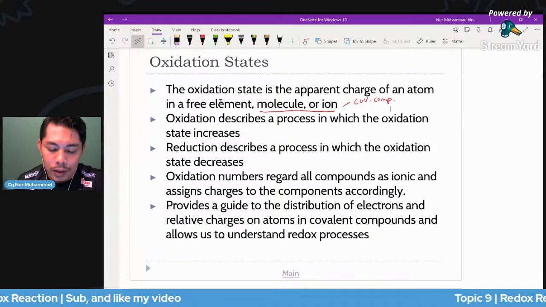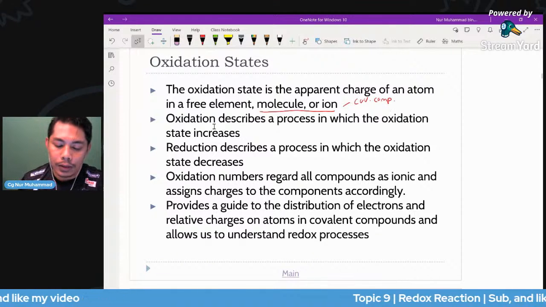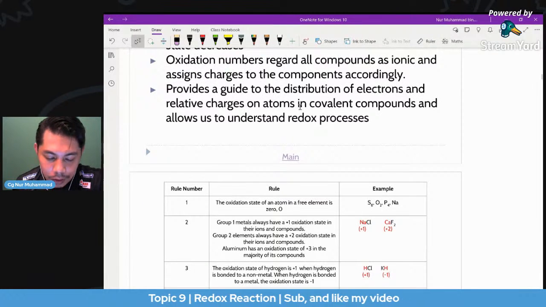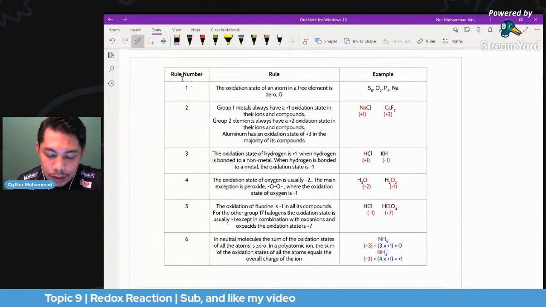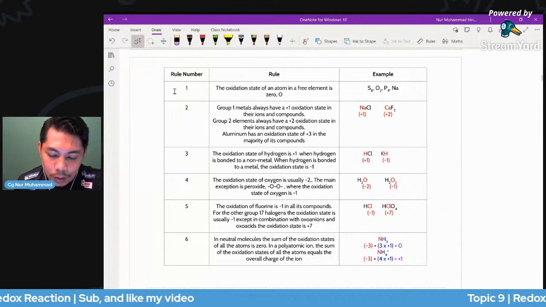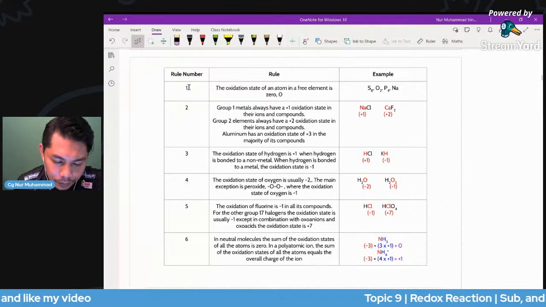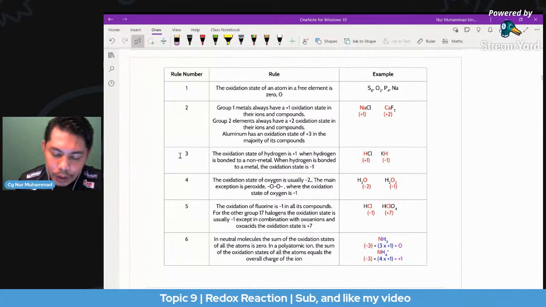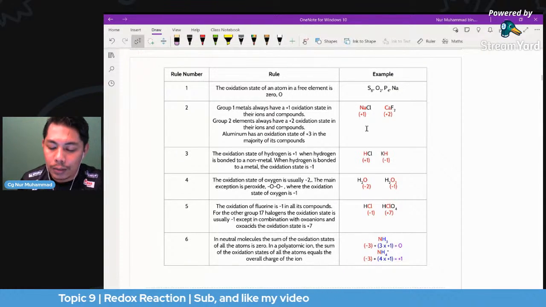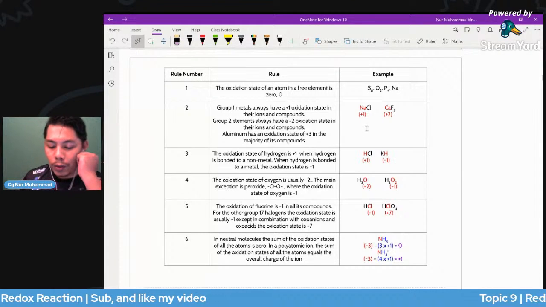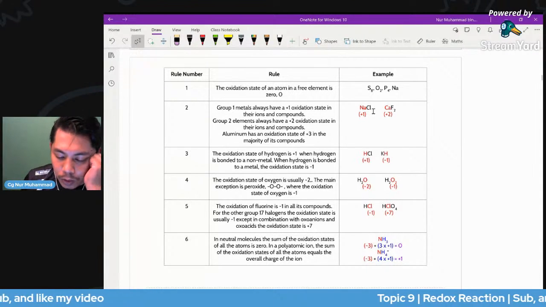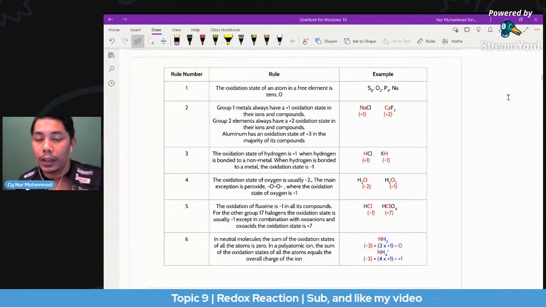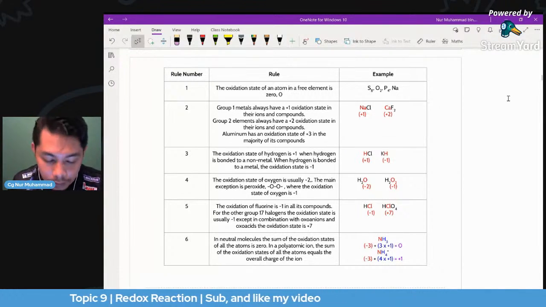Okay, it is suitable for the free elements such as molecule or ion. Okay, so this is summarization. Rule number, okay, this is the way how to calculate the oxidation number. Cuba kamu tengok dekat sini, saya nak bagi beberapa contoh. Apakah oxidation number yang perlu kamu hafal dekat dalam rule ni?